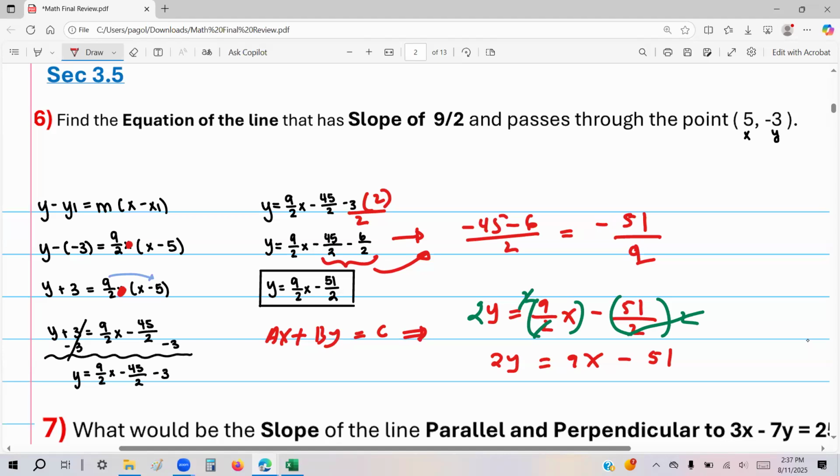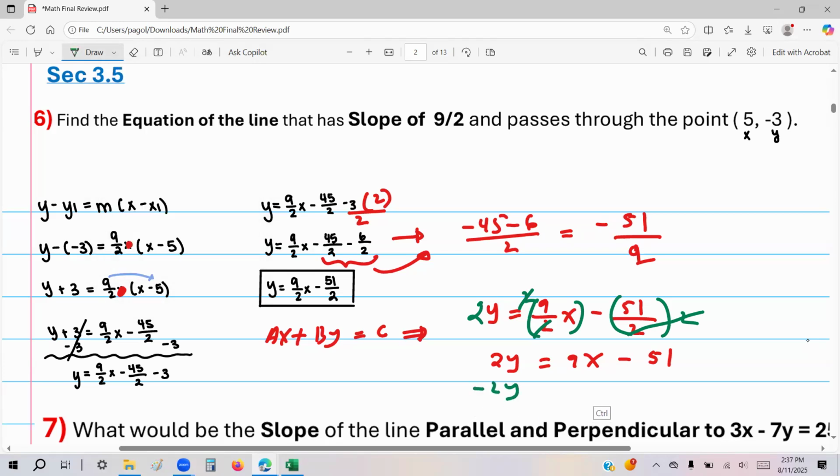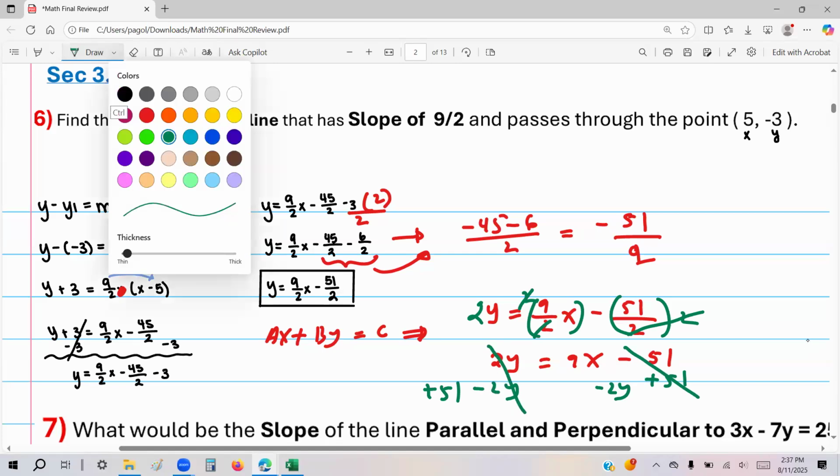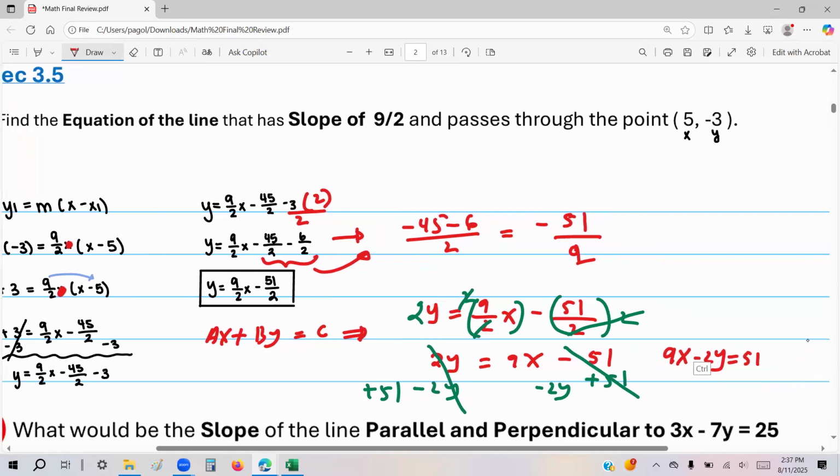So instead of subtracting 9x, I can subtract the 2y, so our 9x stays positive. So subtract the 2y from both sides. So x and y together, that means we don't need the 51. So we can add 51 to both sides. 51 cancels out from here, 2y cancels out from there. And we have our final answer, 9x minus 2y equals positive 51.